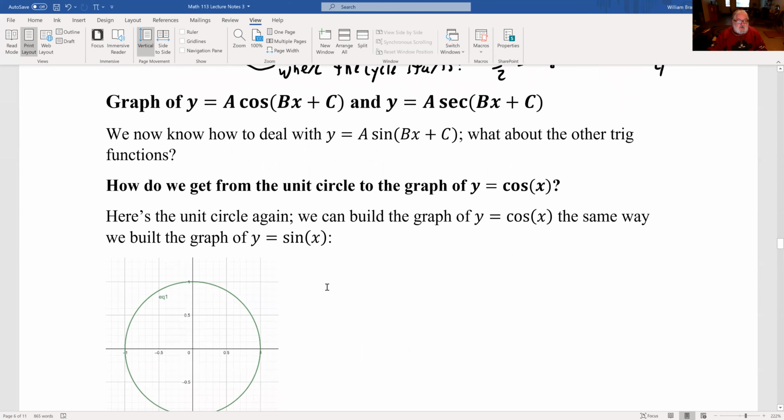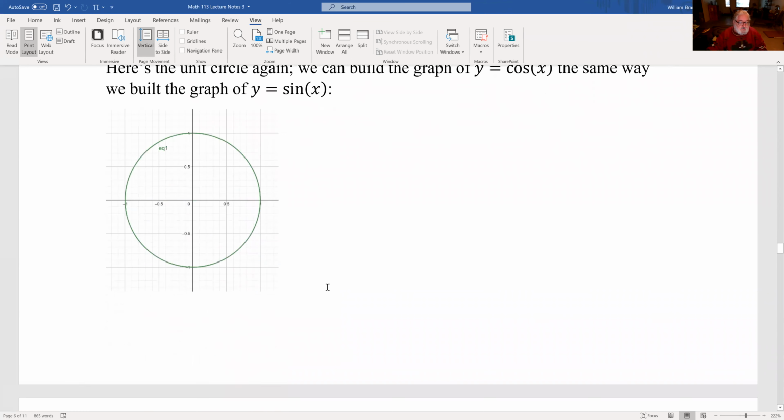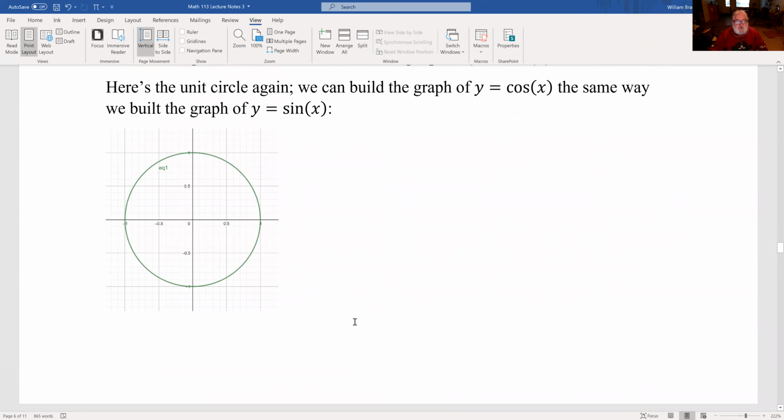Okay, so that tells us how to deal with sine. What about the other trig functions? What about cosine? Well, this is the same kind of deal. We can build the graph of y equals cosine x the same way we build the graph of y equals sine x.